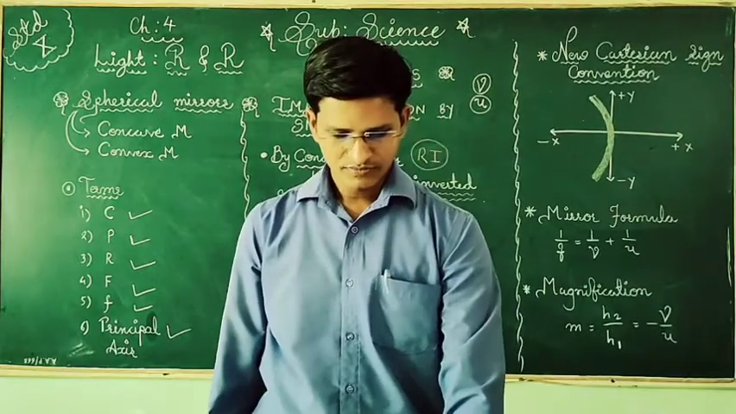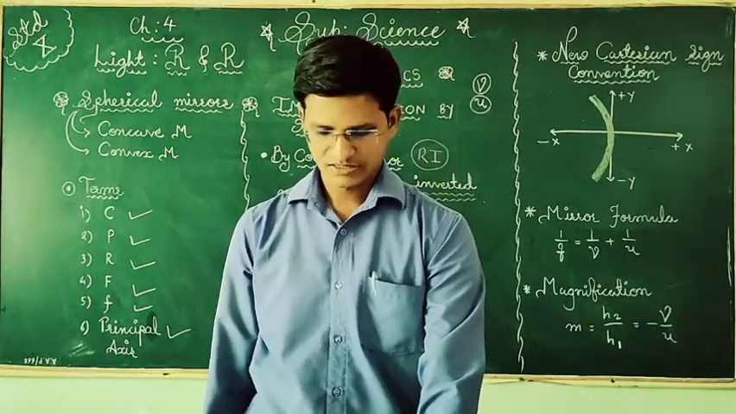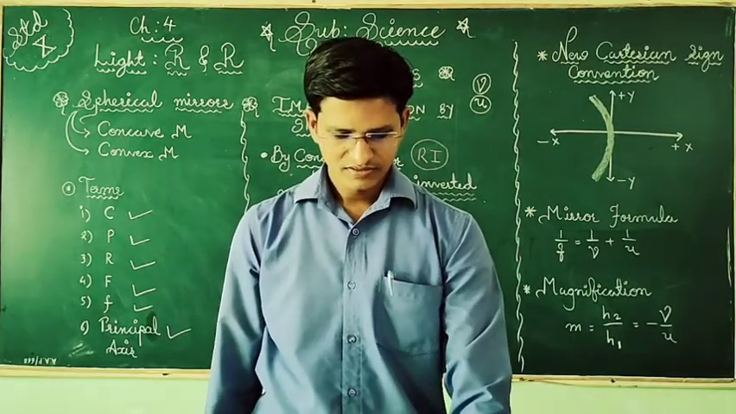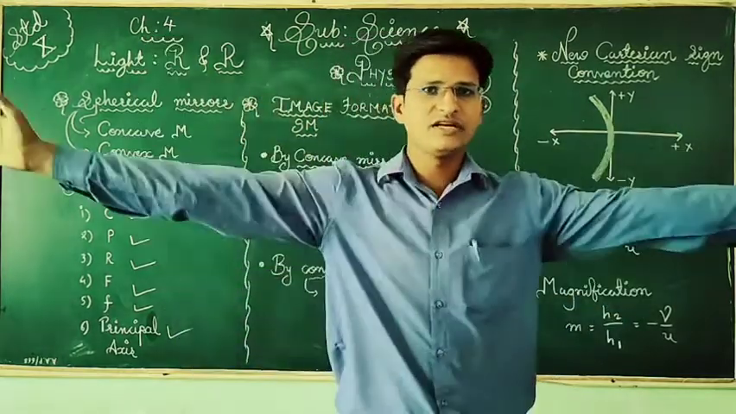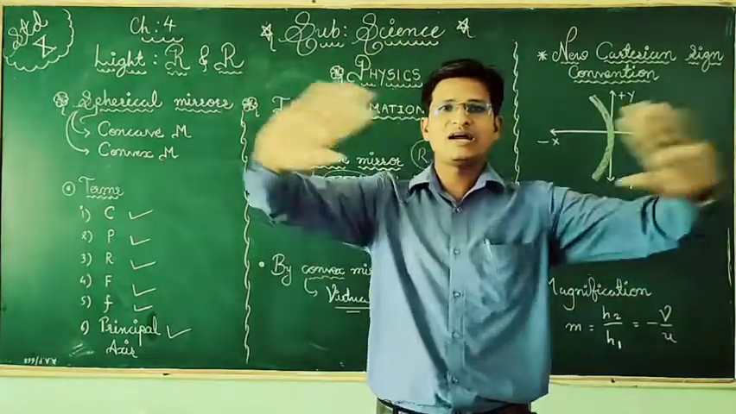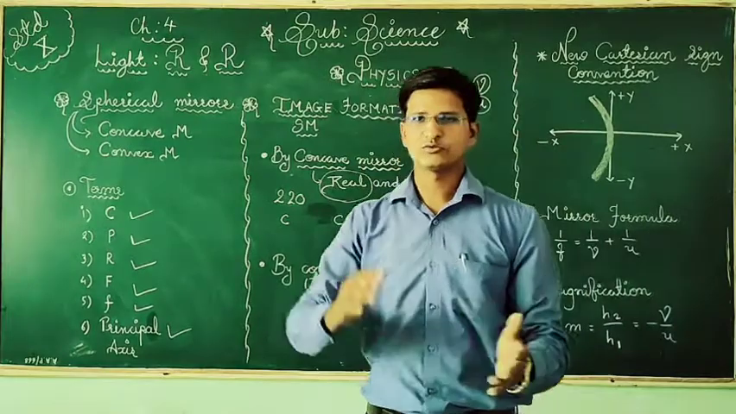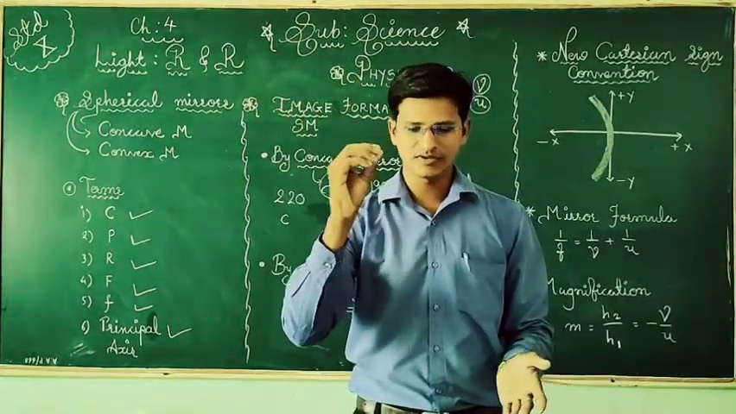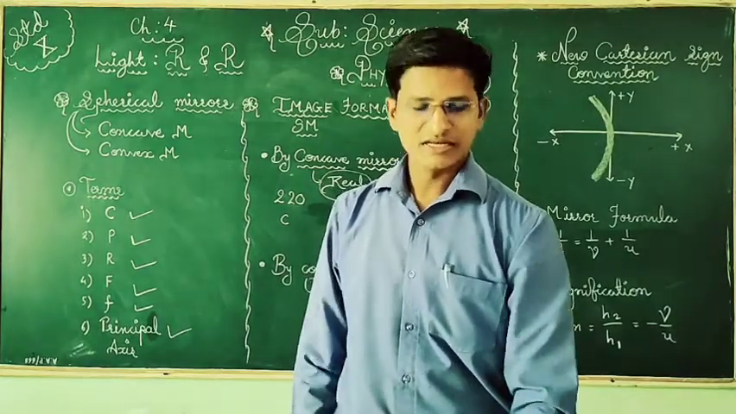Fifth, when the object is placed at the focus, the principal focus. Here the position of the image will be at infinity. Infinity means very far, and the size of the image is highly magnified. Magnified means too big, because the position of the image is at infinity. And the nature of the image is real and inverted.